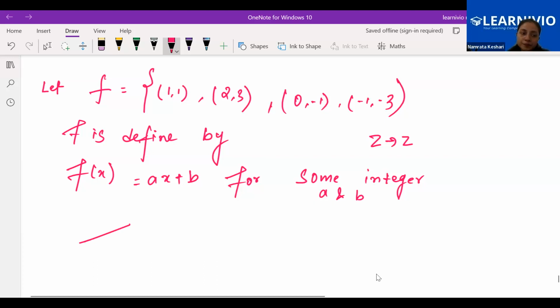We have to find the value of a and b. How to find it?